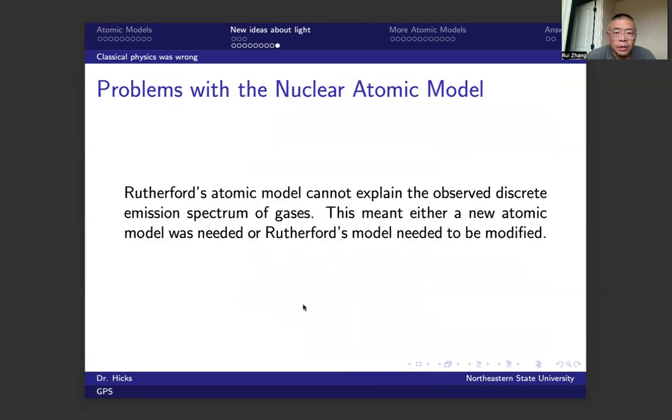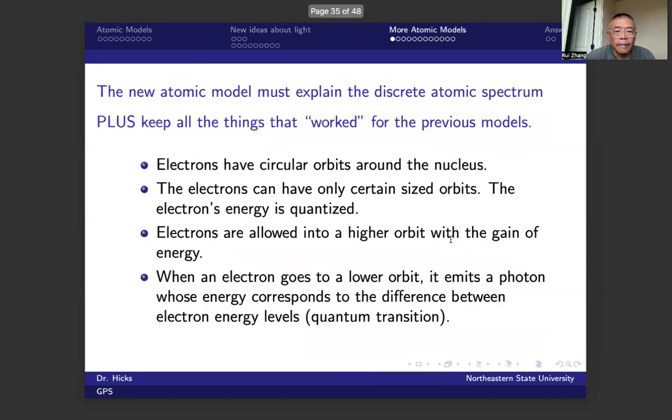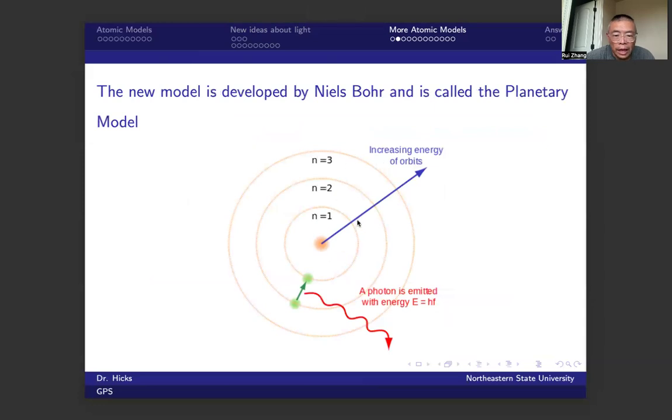And so that all caused Rutherford's model to need to be modified again. Basically, now the new model is like this. The previous model had electrons with circular orbits around the nucleus, etc. But now they require that the electrons can have only certain sizes of orbits, and the electron's energy is quantized. That's what the new model looks like.